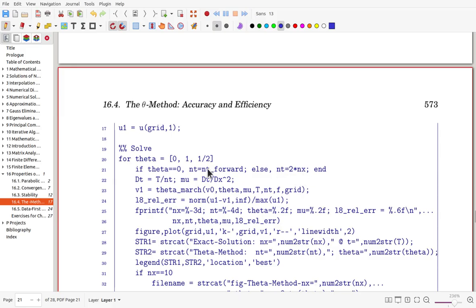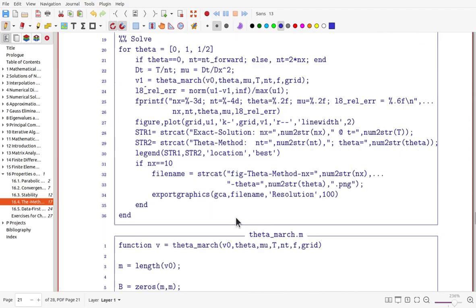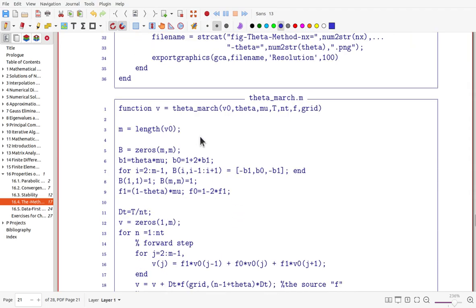Correspondingly, delta t and mu will be decided, and now the theta march will be done, and at time 1 we have the solution, and we can measure the error and print it out, and we try to get a figure. Okay, that's the algorithm. And this theta march is organized in this way.